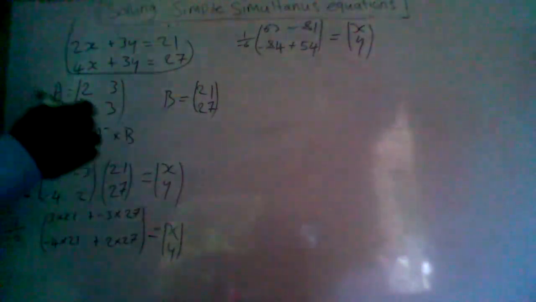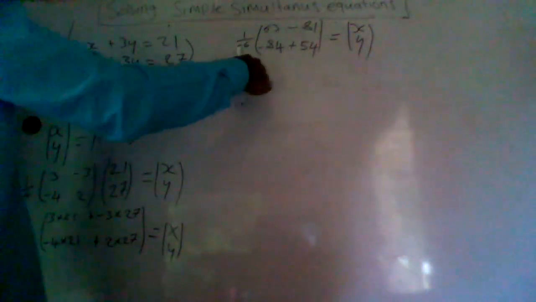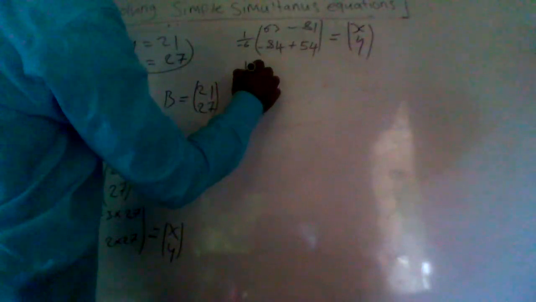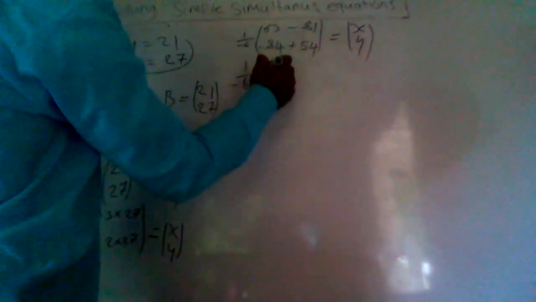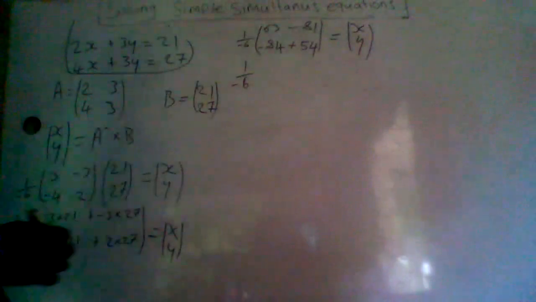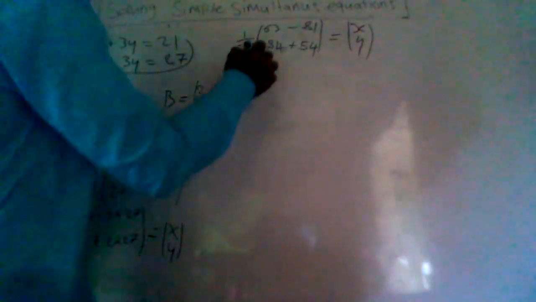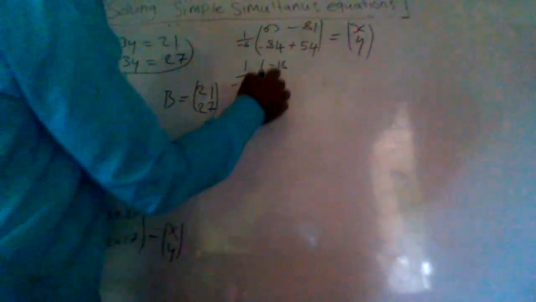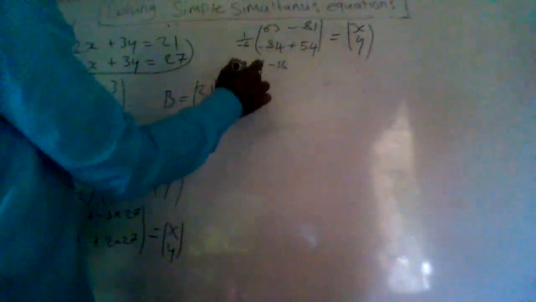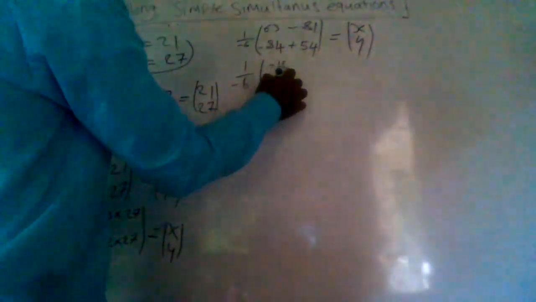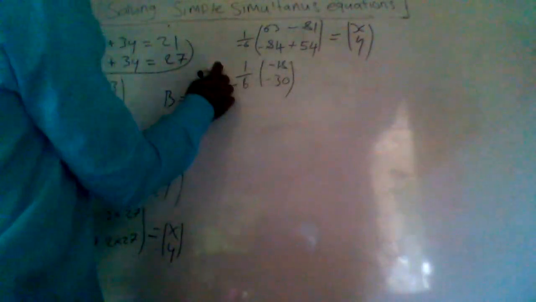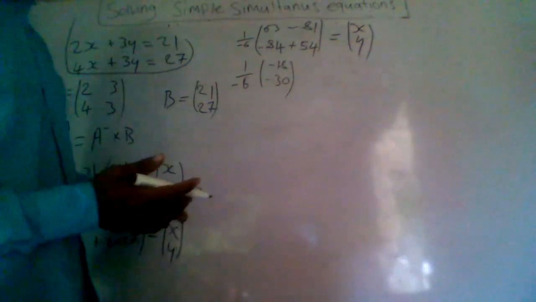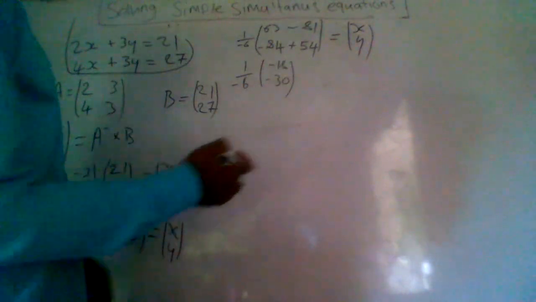Now we can go ahead and add these. Keep the scale factor of negative 1/6, and 63 minus 81, we'll get a negative 18 there. And 84 minus 54, we'll get a negative 30 there. The scale factor is negative, and these are negative. And a negative number times a negative number would be a positive number.